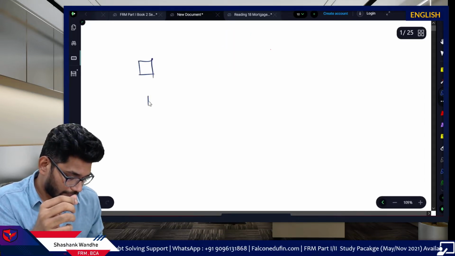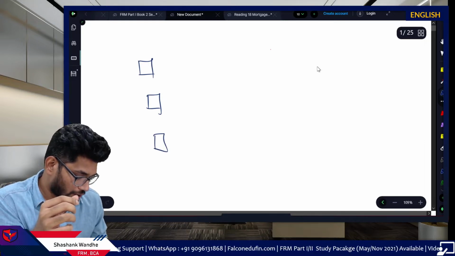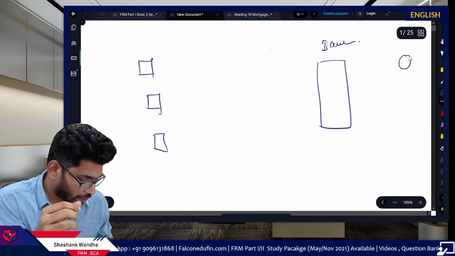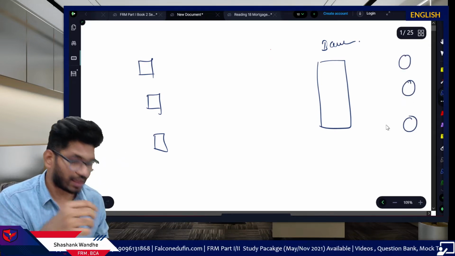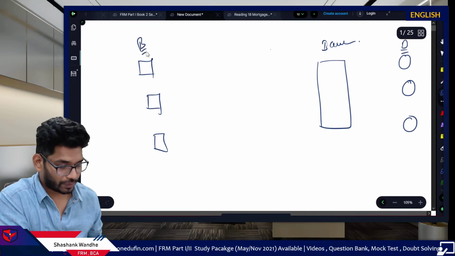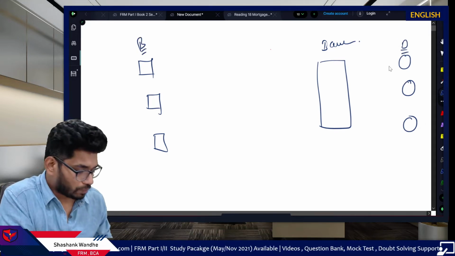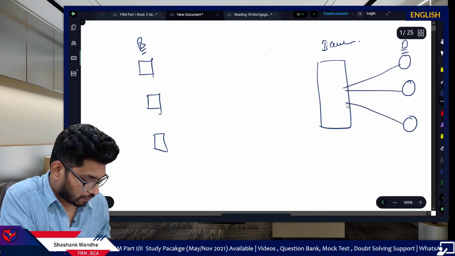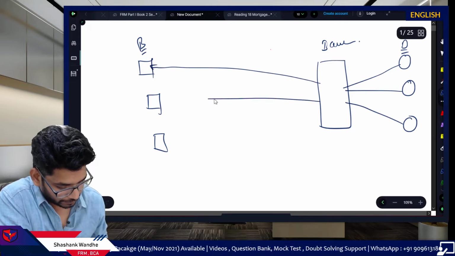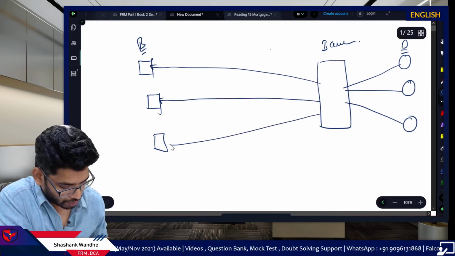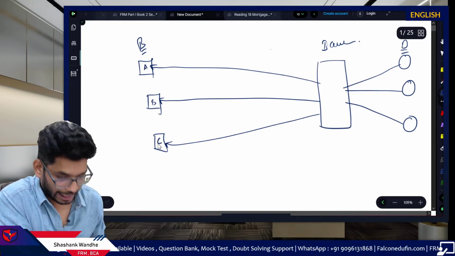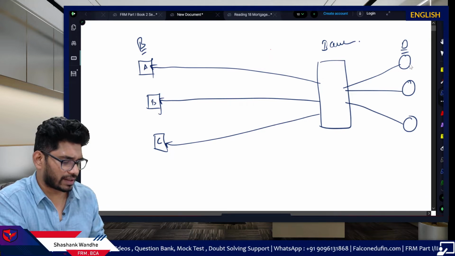First, just see the example of the traditional model. So this is your bank, and here you have some depositors, and these are the borrowers. So what is the traditional model of banking? Depositors deposit funds in the bank, and the bank uses the same funds to provide loans to these borrowers. Just say borrowers A, B, and C, and then depositors are there.